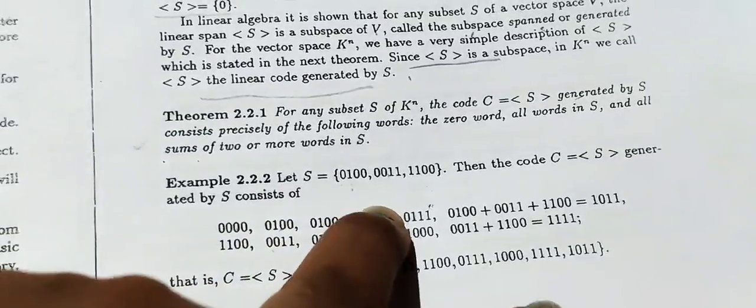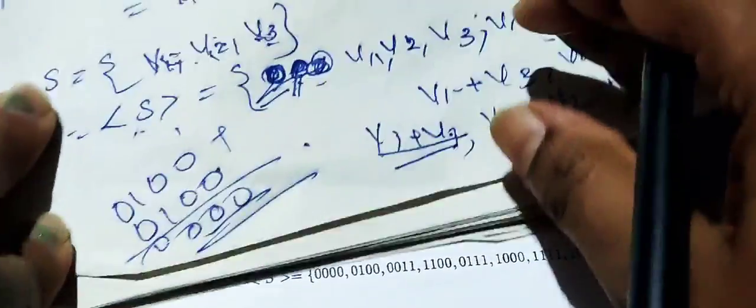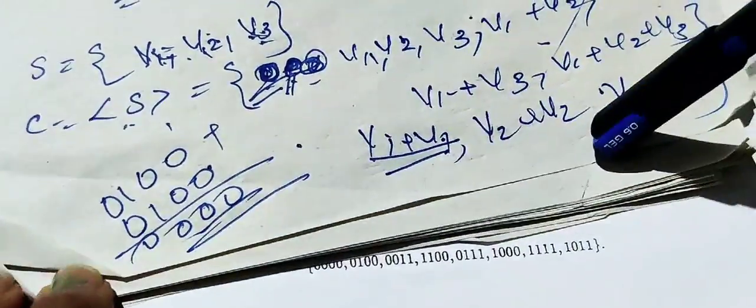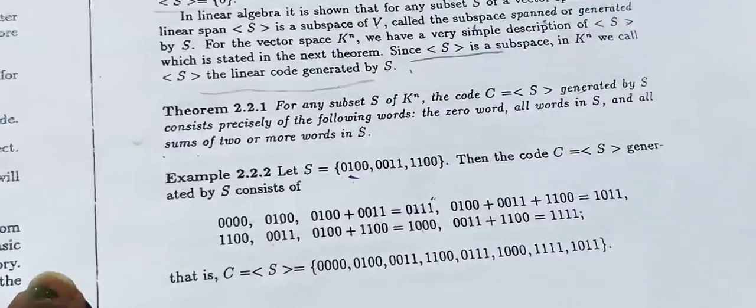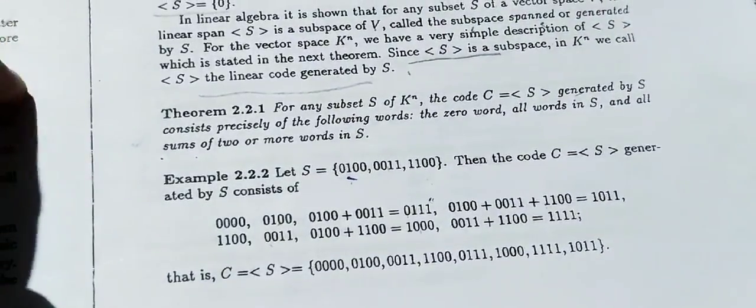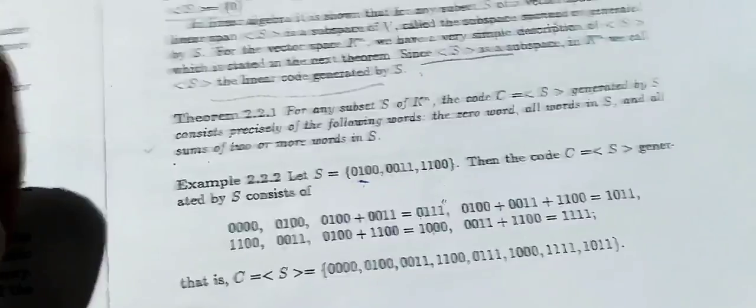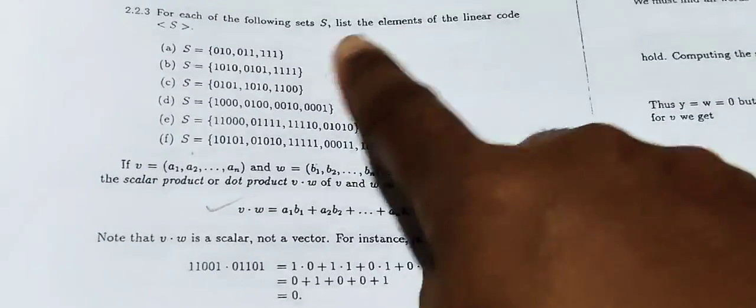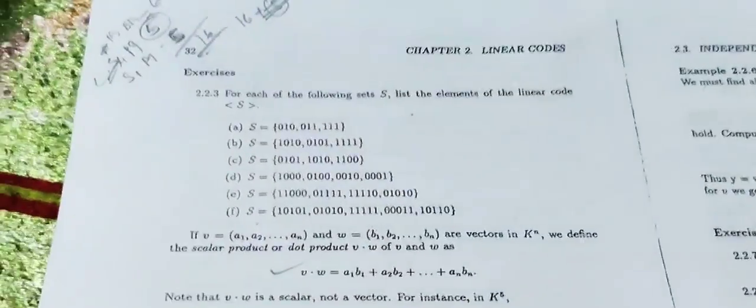Oh, sorry. Okay, V1 plus V1. V1 plus V1 means what? Here consider the first element 0, 1, 0, 0 plus 0, 1, 0, 0, which is clearly the zero word. So that is included. Okay, so this is the example of the above theorem. So here is some exercise you must do. Okay.